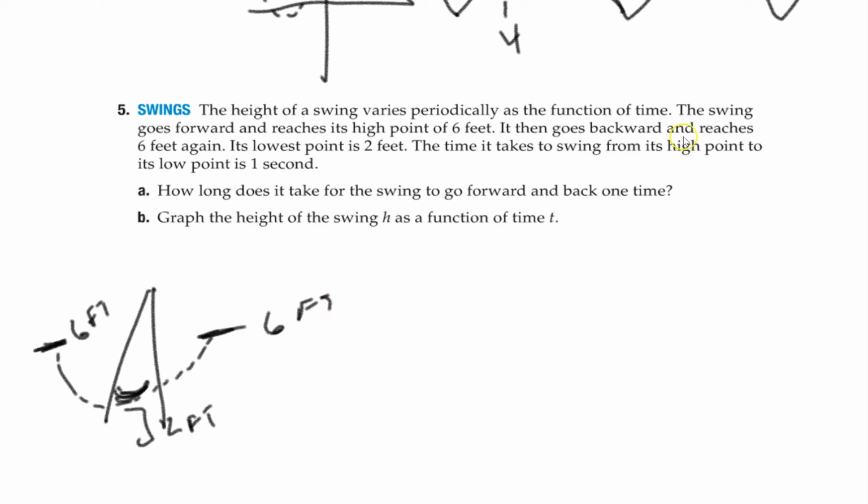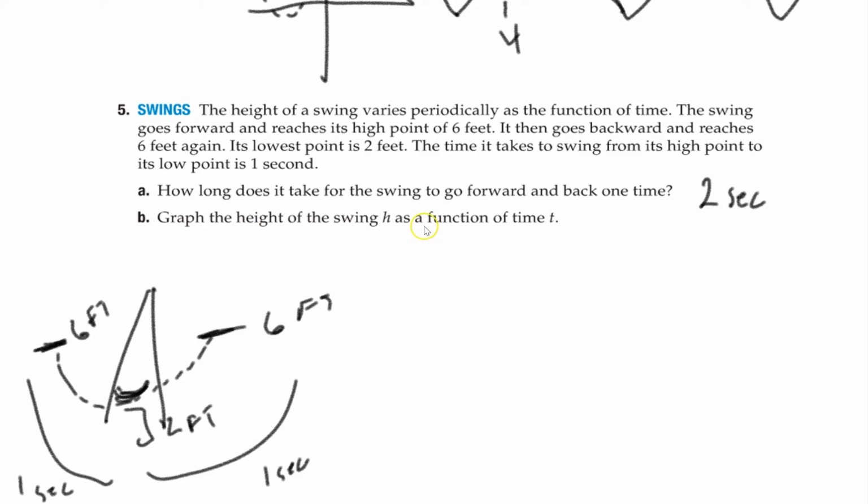The time it takes to swing from its high point to a low point is 1 second. So like the time from here to here is 1 second. Which means the time from here to here is 1 second. So A, how long does it take to swing to go forward and back one time? So I guess you start here, go forward and back. That'll be 2 seconds.